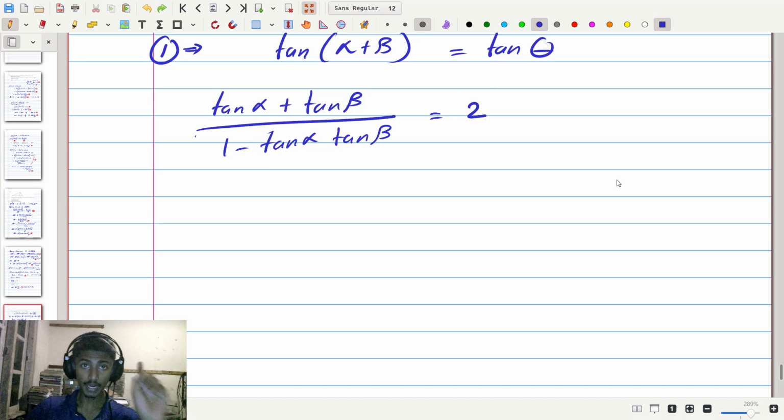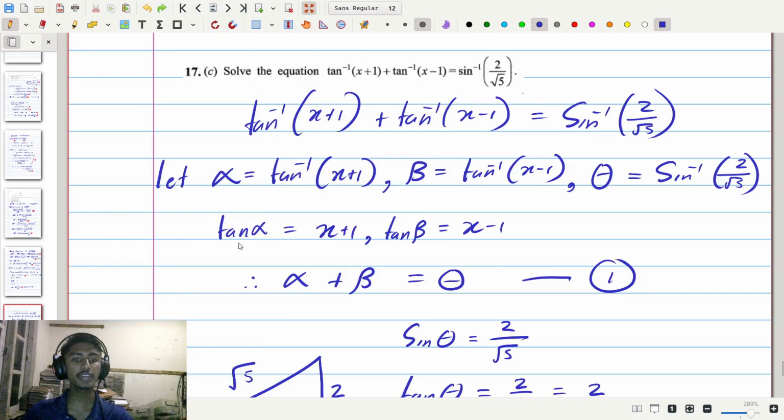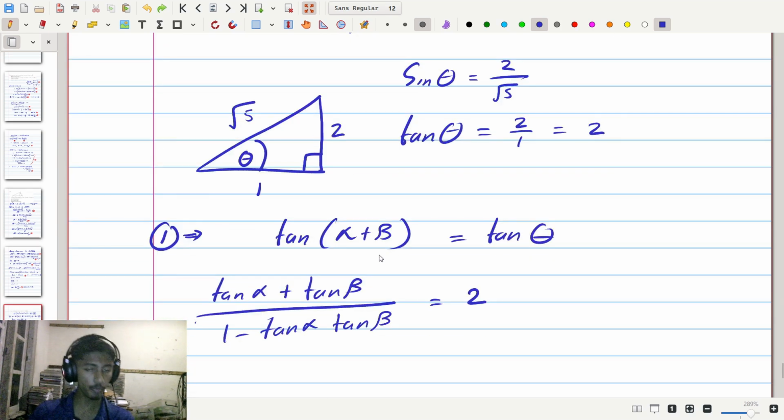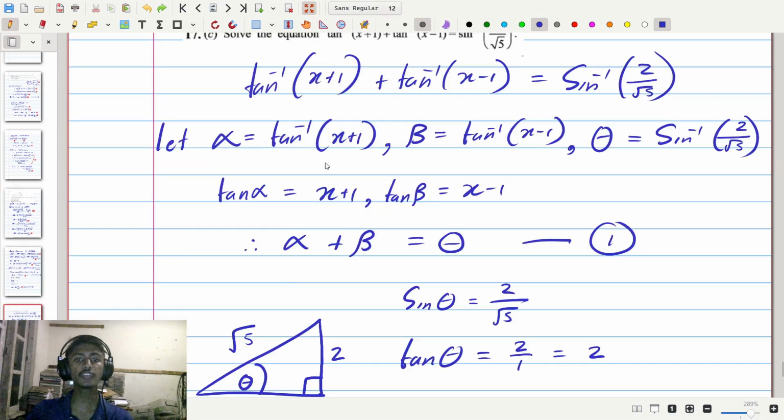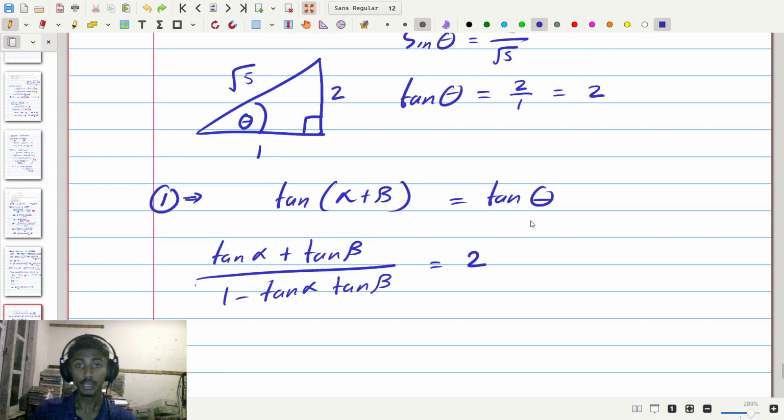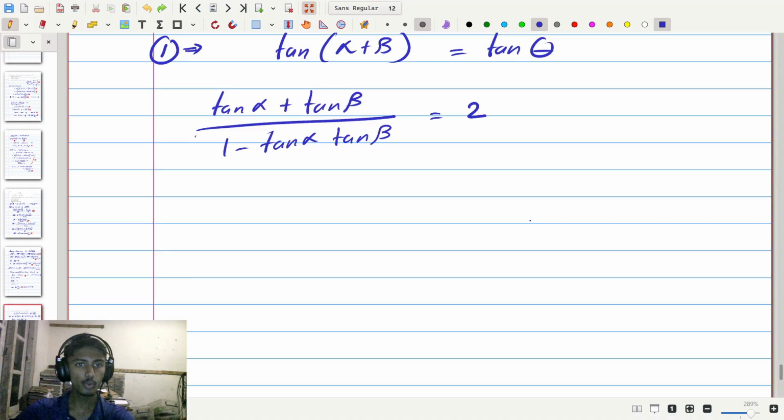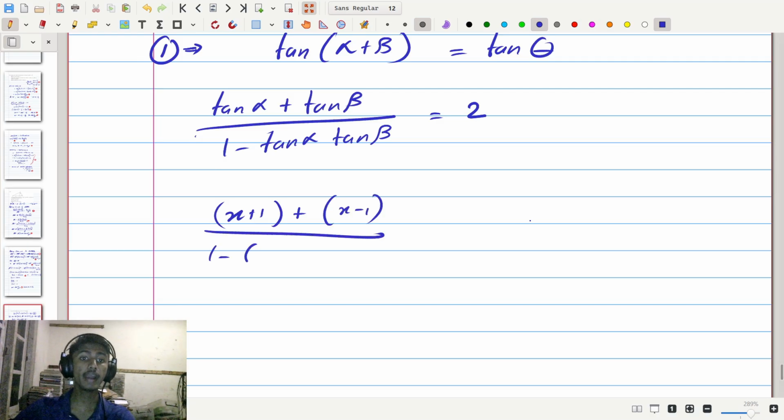Now what we can do is take our original equation over here, and use the fact that if alpha equals tan inverse of x plus 1, then tangent of alpha must be equal to x plus 1, and similarly for beta, tangent of beta must be equal to x minus 1. We can substitute in these two values for tangent of alpha and tangent of beta. So substituting that in, we get x plus 1 for tangent of alpha plus x minus 1 for tangent of beta, divided by 1 minus tangent of alpha, which is x plus 1, times tangent of beta, which is x minus 1, equals 2.